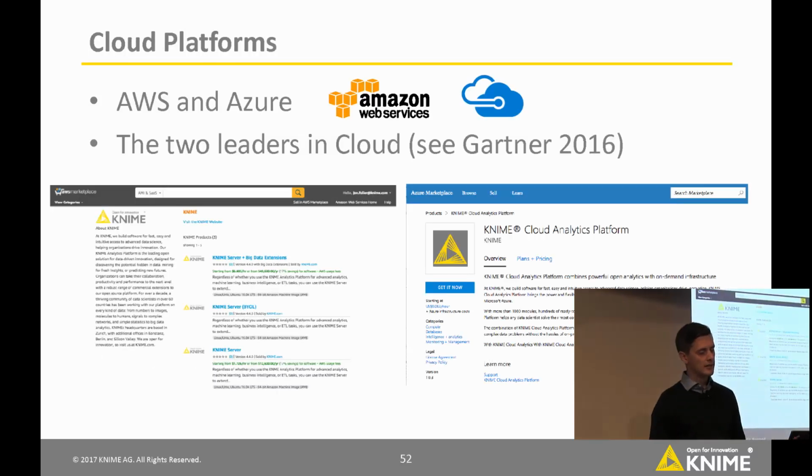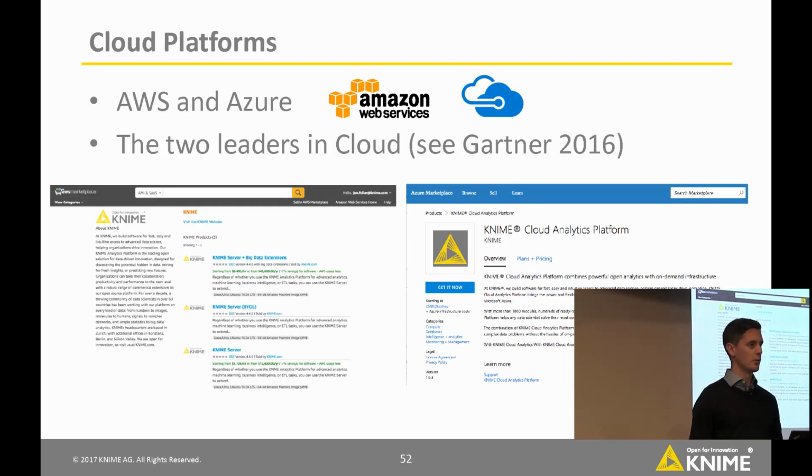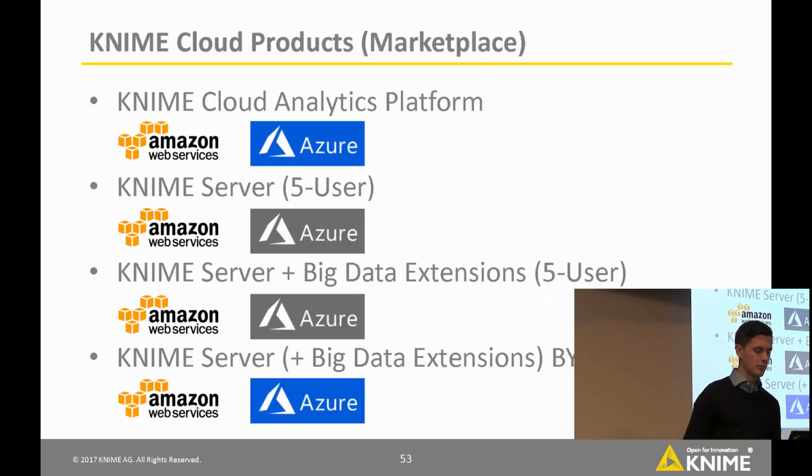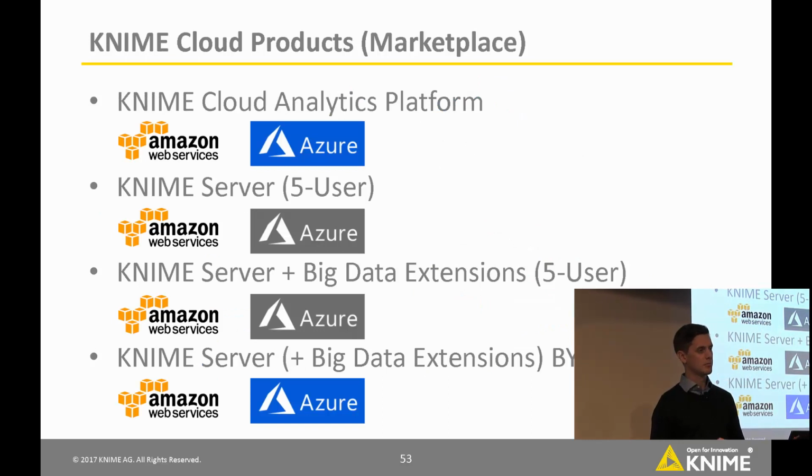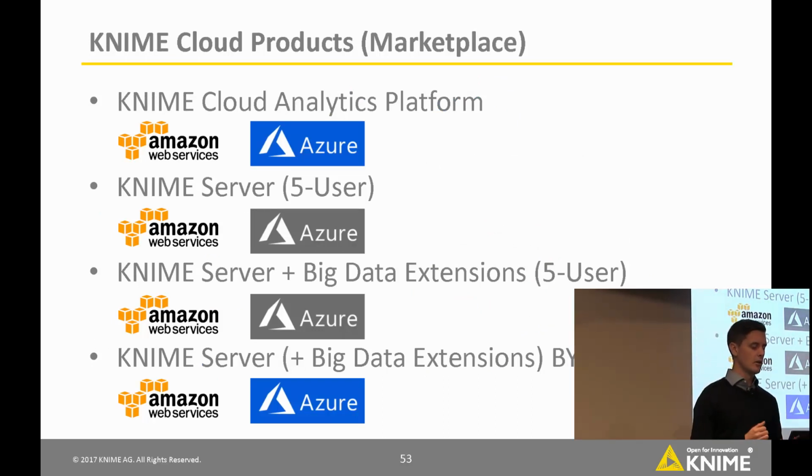So we chose the two leaders in the cloud, AWS and Azure, and we started to make our software available in the marketplace. So far, you can get the KNIME Analytics Platform pre-installed and pre-configured on the AWS marketplace and on the Azure marketplace. You can also get the KNIME Server, 5-user, the KNIME Server with the big data extensions configured, and the KNIME Server with a bring-your-own license. So you can get the license from us, or you can pay for the software through the marketplaces.